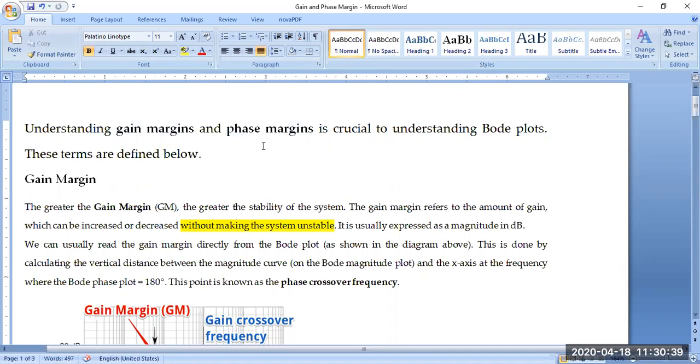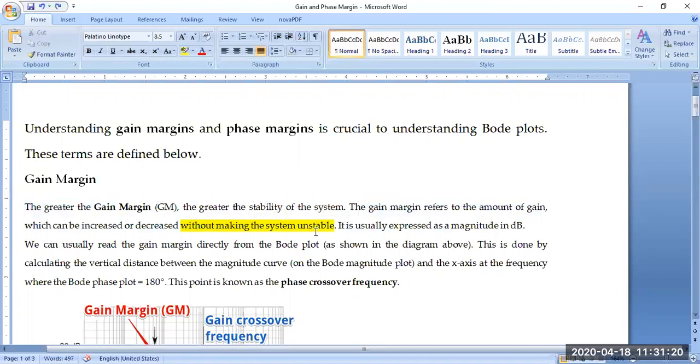So let us start with the concept of gain margin. Now, greater the gain margin, greater the stability of the system. The gain margin refers to the amount of gain which can be increased or decreased without making the system unstable.